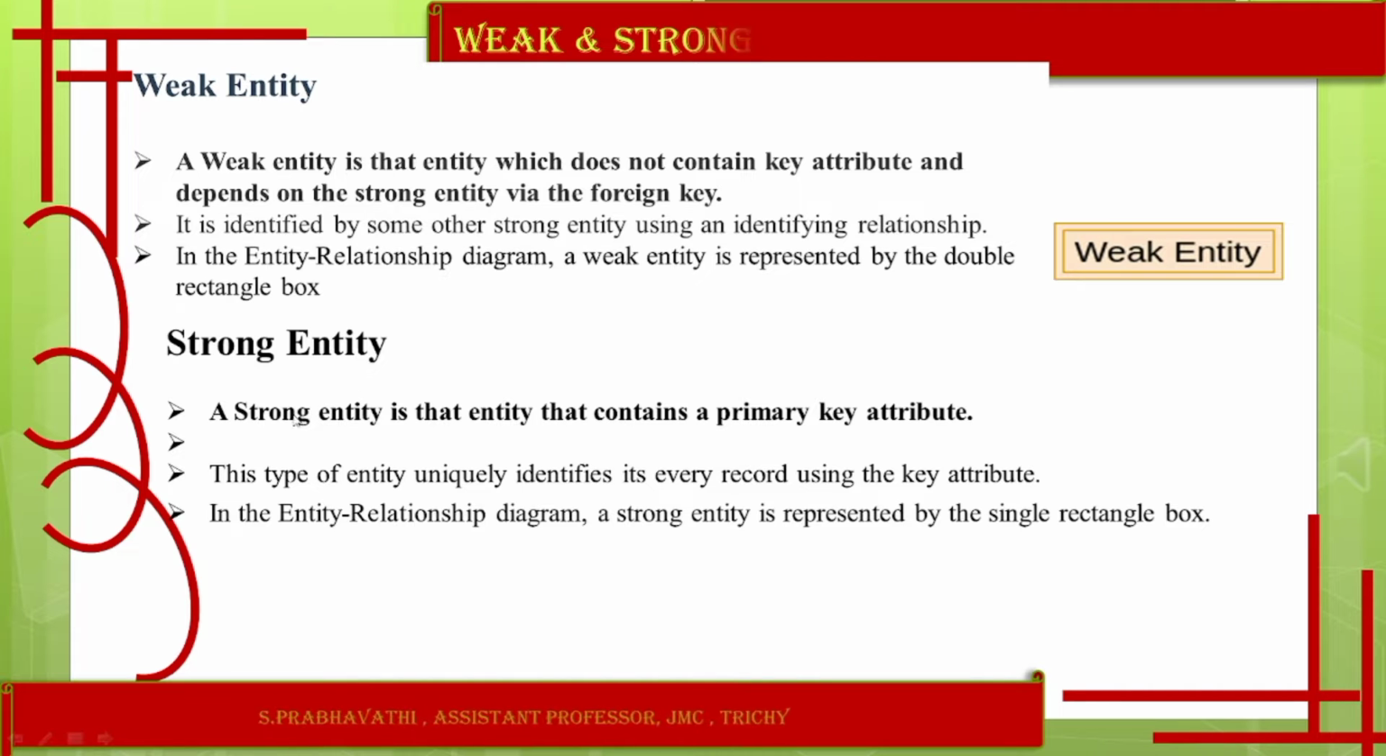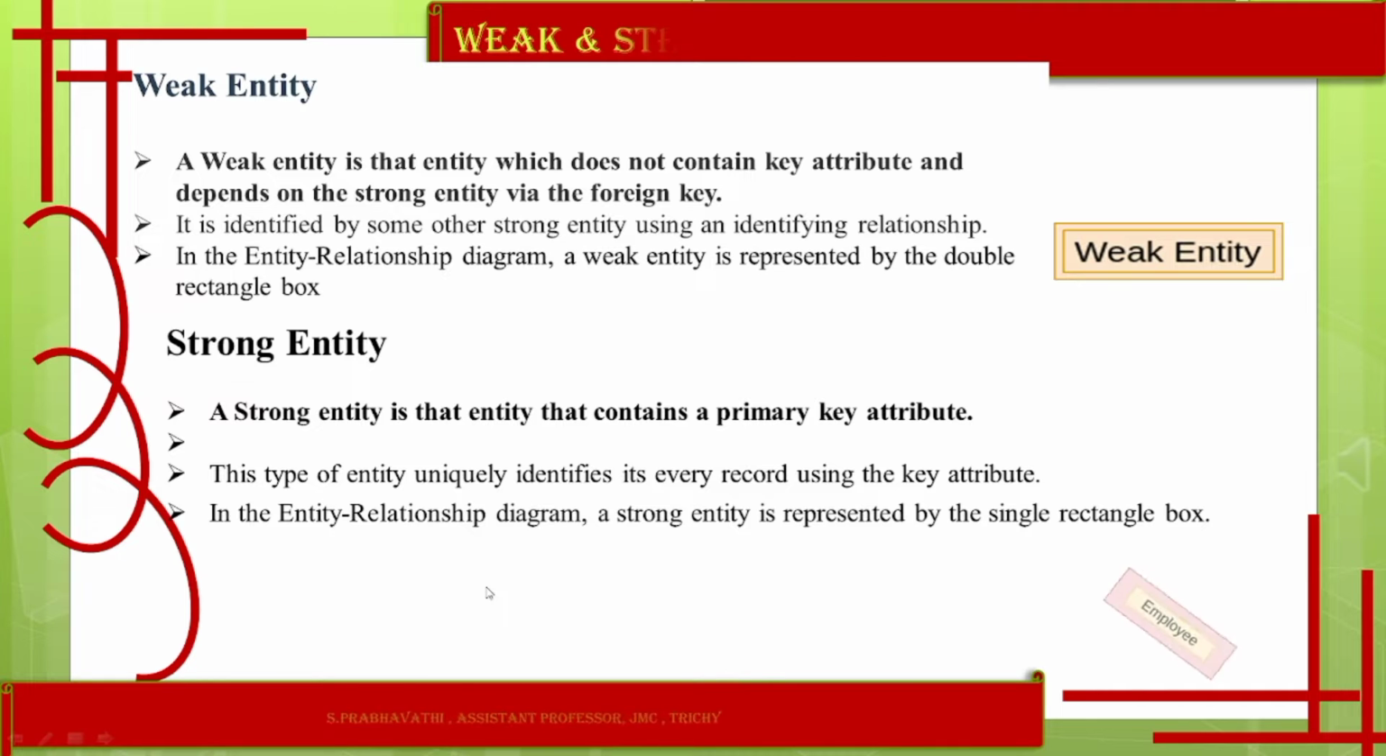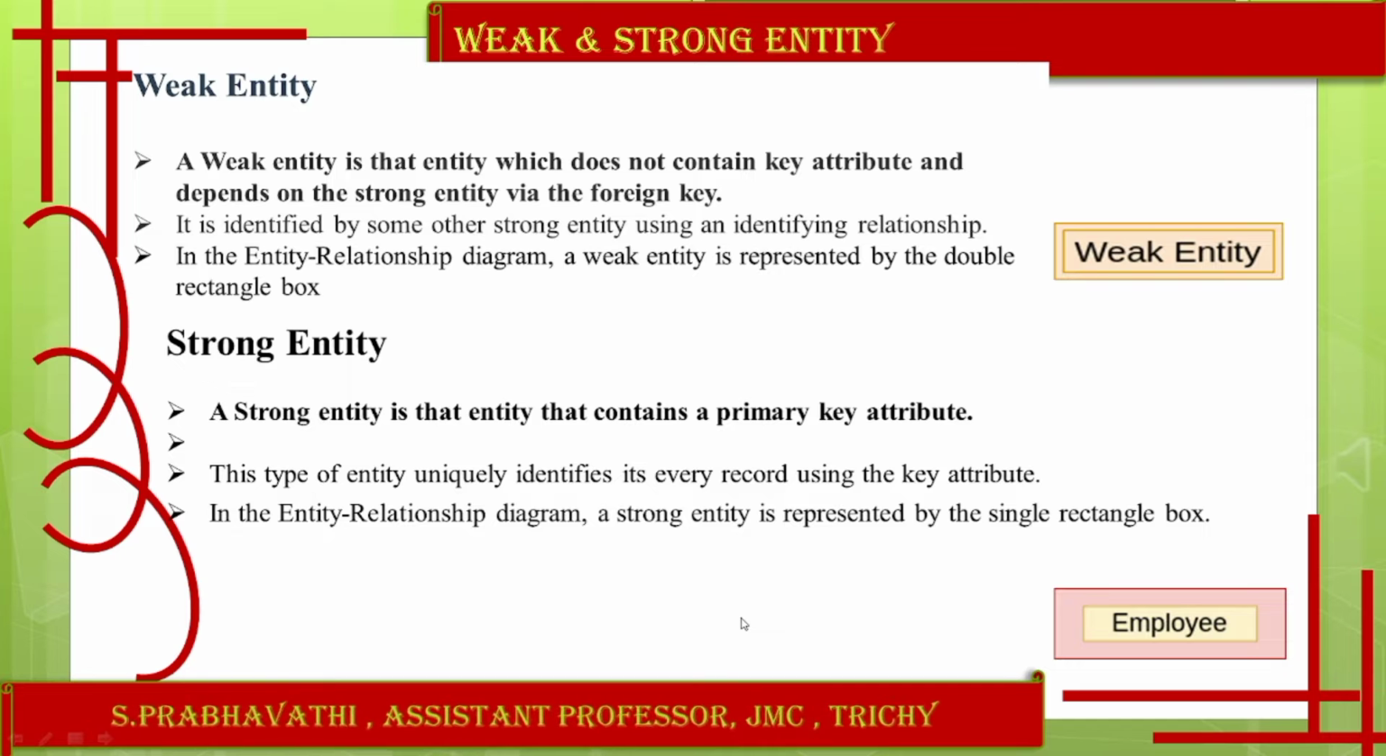Strong entity: a strong entity is an entity that contains a primary key attribute. This type of entity uniquely identifies every record using the key attribute. In the entity relationship diagram, a strong entity is represented by a single rectangular box. This is an example of a strong entity.